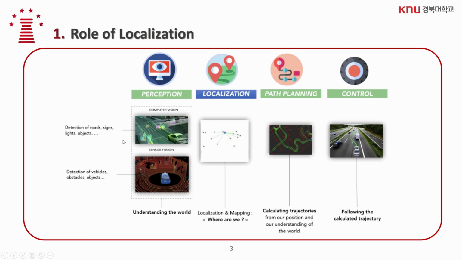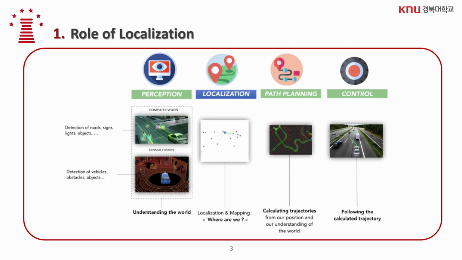When we start with an autonomous vehicle, the first stage is perception. In perception, we mainly consider detection of roads, signs, lights, objects. So mainly object detection and detection of vehicles, obstacles. The basic key idea of the perception part is understanding the world. When an object is detected or the road or environment is understood by the system, the next stage is localization.